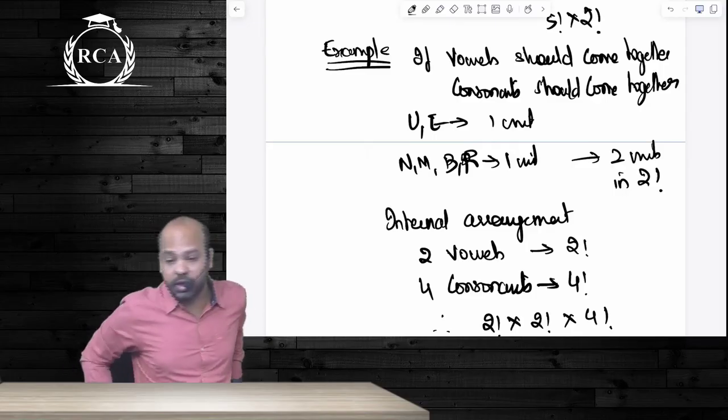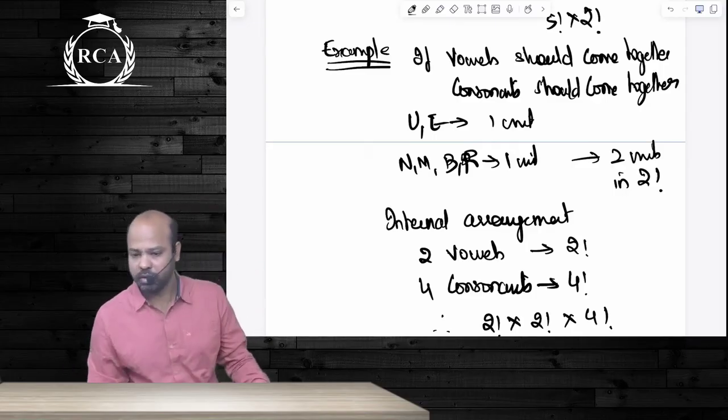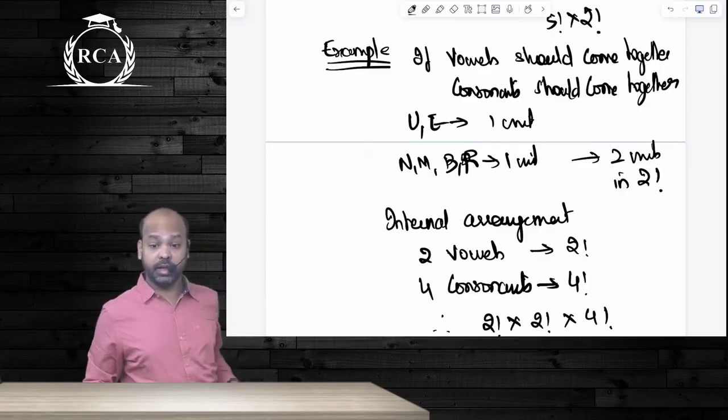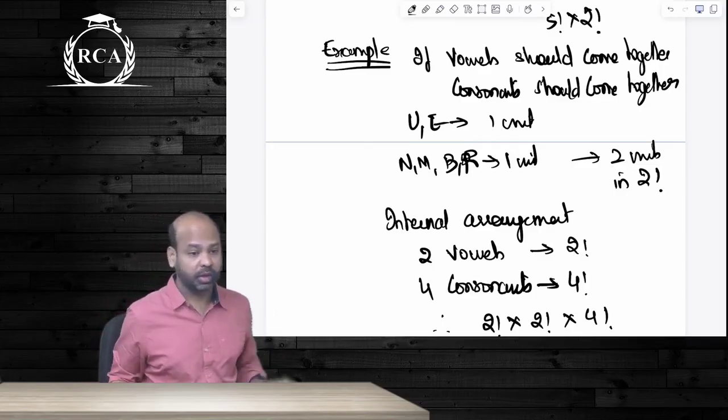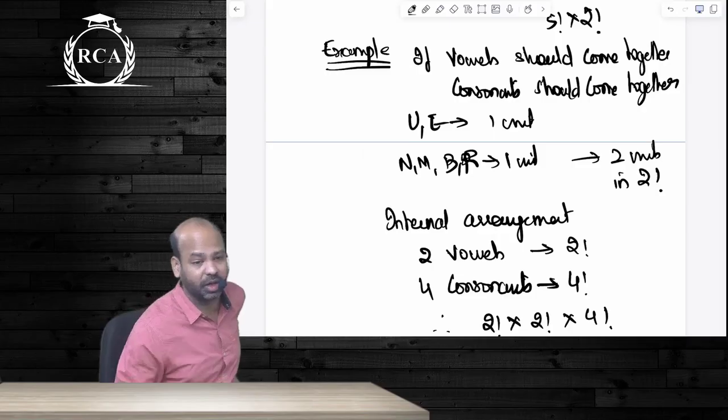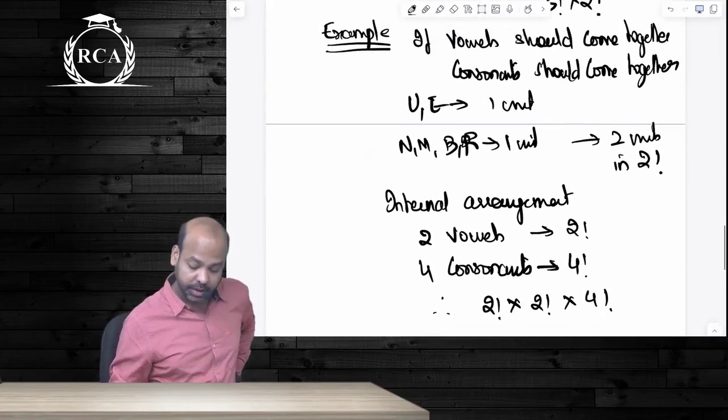When will internal arrangement not be possible? When they specify the order in which they should come together, then internal arrangement will not be possible. Everyone write this down.